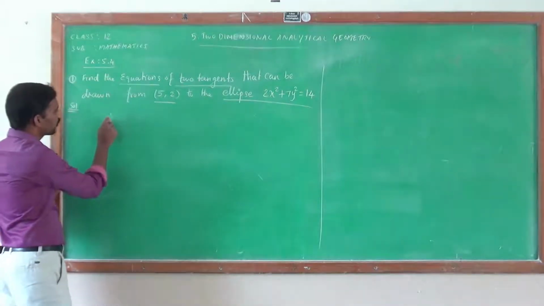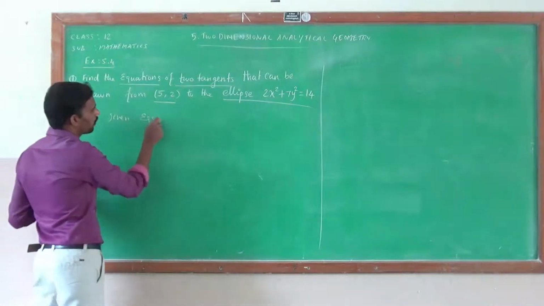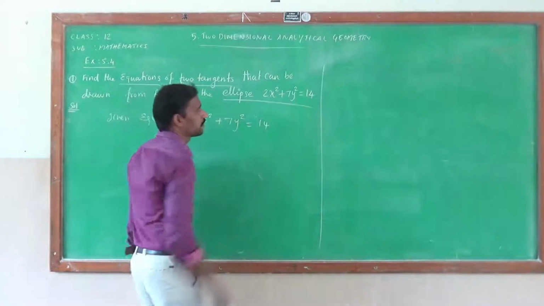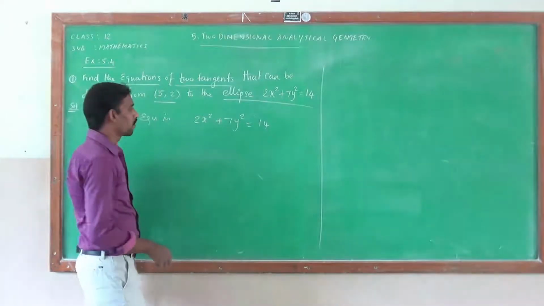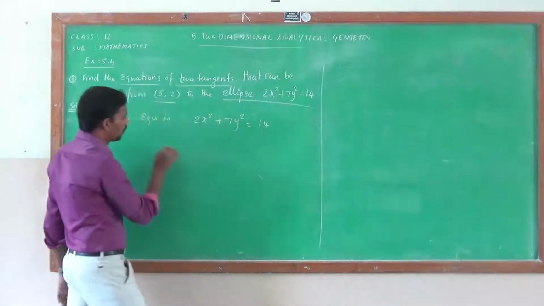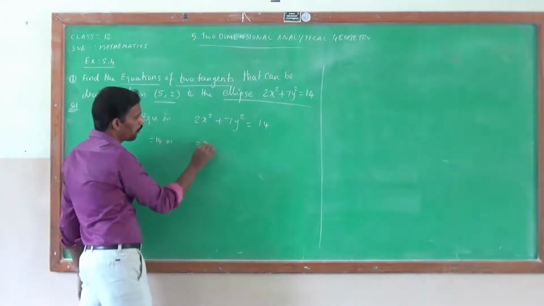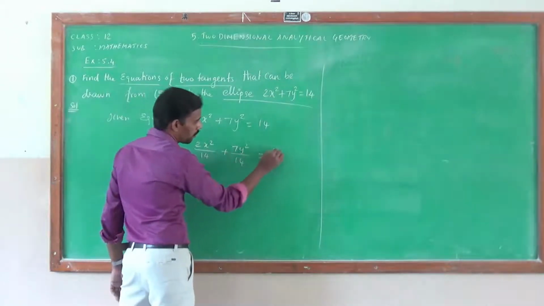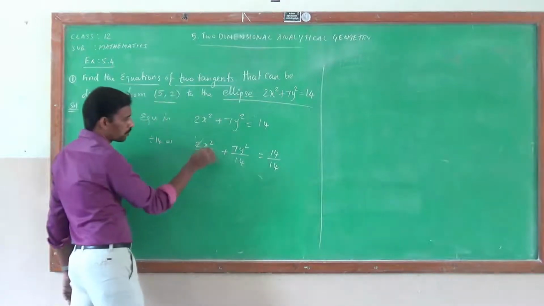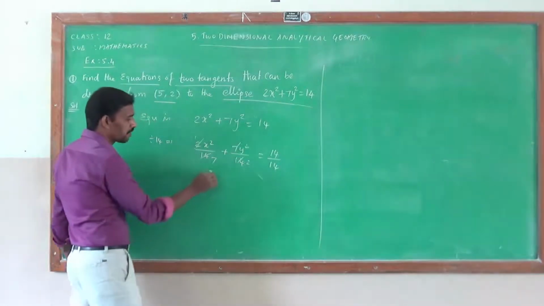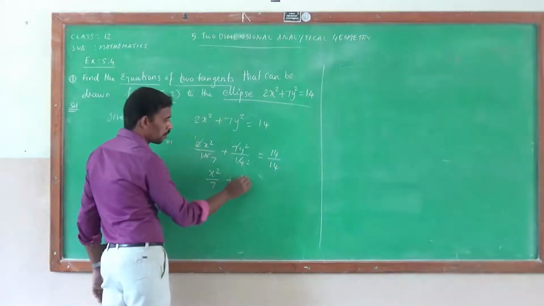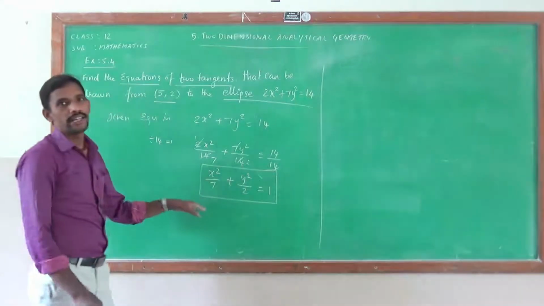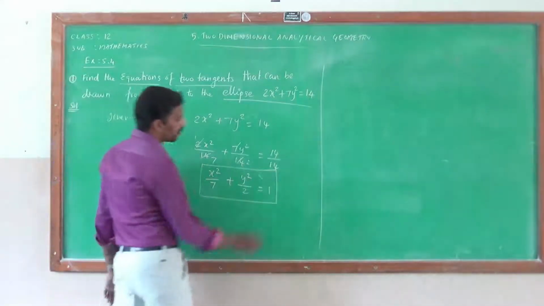So what is the given equation? The given equation is 2x square plus 7y square is equal to 14. We want to write it in standard form, so we divide by 14. We get 2x square divided by 14 plus 7y square divided by 14 equal to 14 divided by 14, which is 1. So x square divided by 7 plus y square divided by 2 is equal to 1. This is the standard equation of the ellipse.